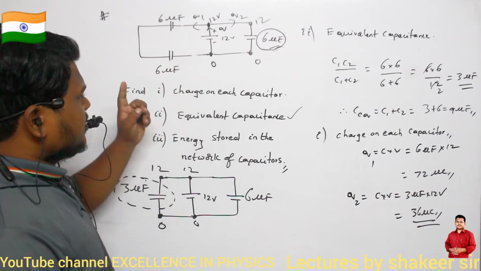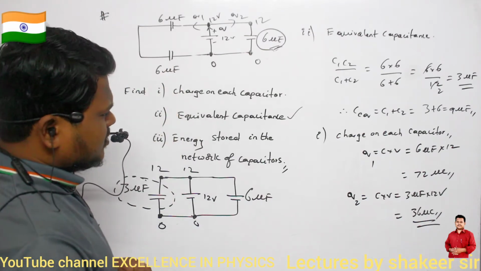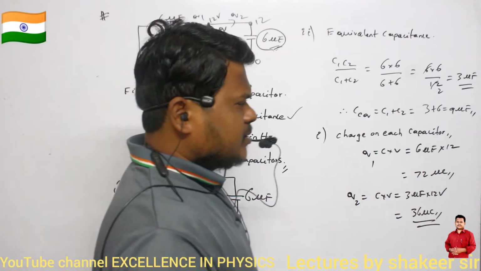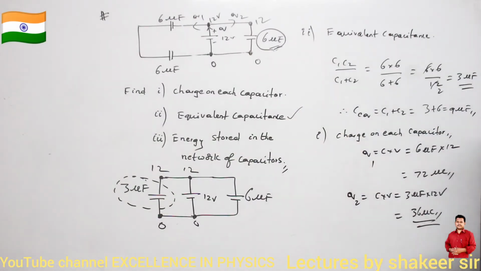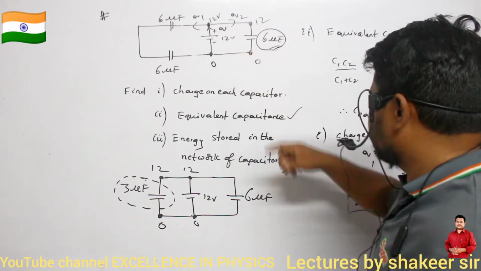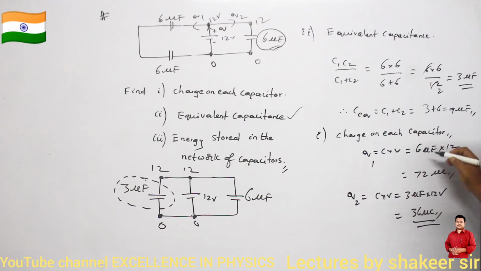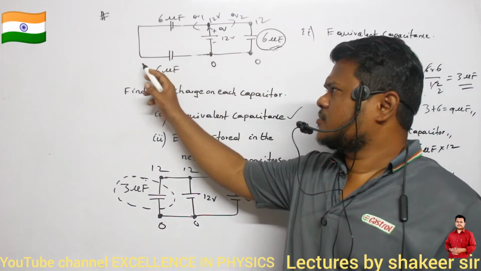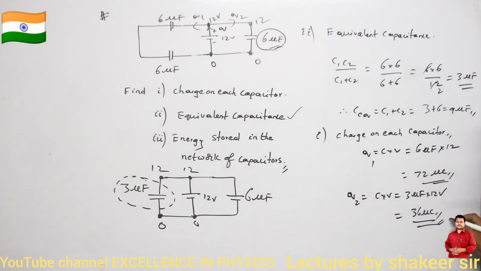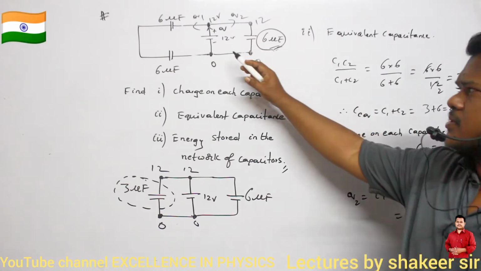Now, can you say battery is supplying total how much charge? Battery is supplying total how much amount of charge? In this capacitance, what is the charge which is stored? Where we have calculated 72 microcoulombs. Similarly, what is the charge which is present in second branch? It is 36 microcoulombs. So what is the total charge? 72 plus 36, 108 microcoulombs of charge is produced by this battery.